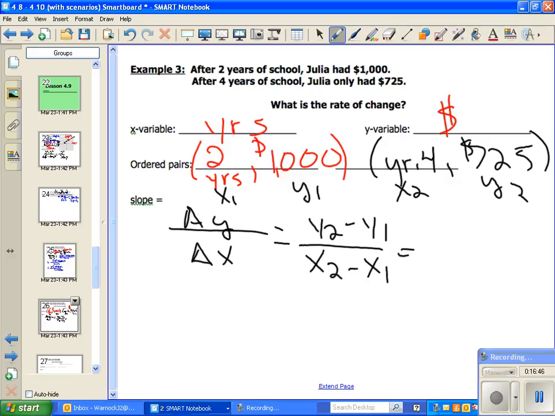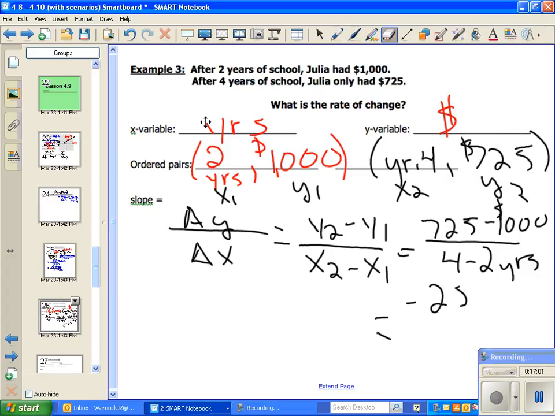Okay, plugging in the numbers, go ahead. Over 4 minus 2 years. Okay, and what is that rate, Paige? Negative $275 every 2 years. So what's that mean since it's negative? What's happening to her money? She lost that money. It's gone.